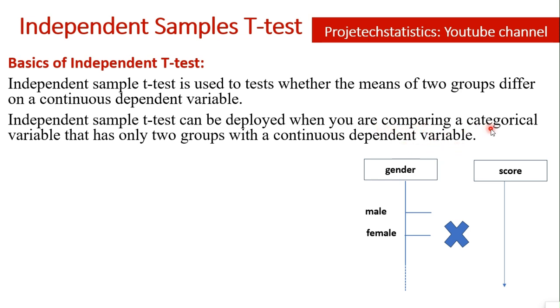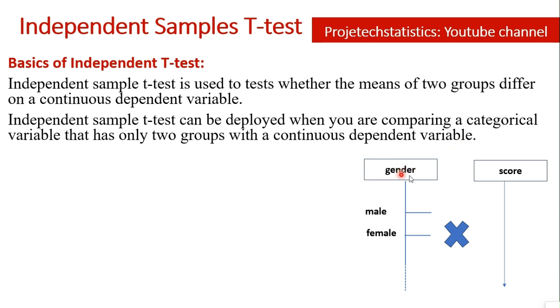When you are comparing a categorical variable that has two groups against a continuous variable. Now, look at it. In this experiment, we have gender that has two groups, male and female. And we have a continuous dependent variable, which is the satisfaction score. So this design here fits our research variable. That is why independent sample t-test is suited for this particular analysis.